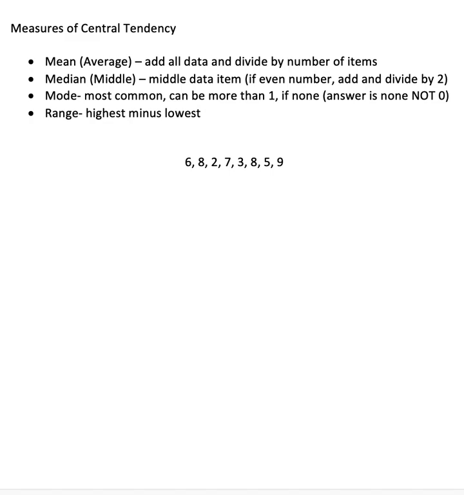8 different pieces of data: 6, 8, 2, 7, 3, 8, 5, 9. The first thing you always want to do is put it in order from least to greatest. So we have a 2, 3, 5, a 6, a 7, two 8s, and a 9.